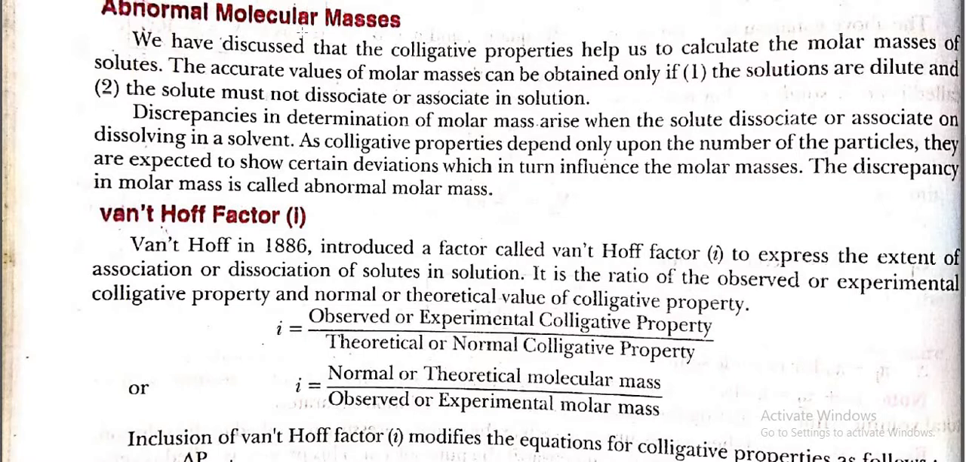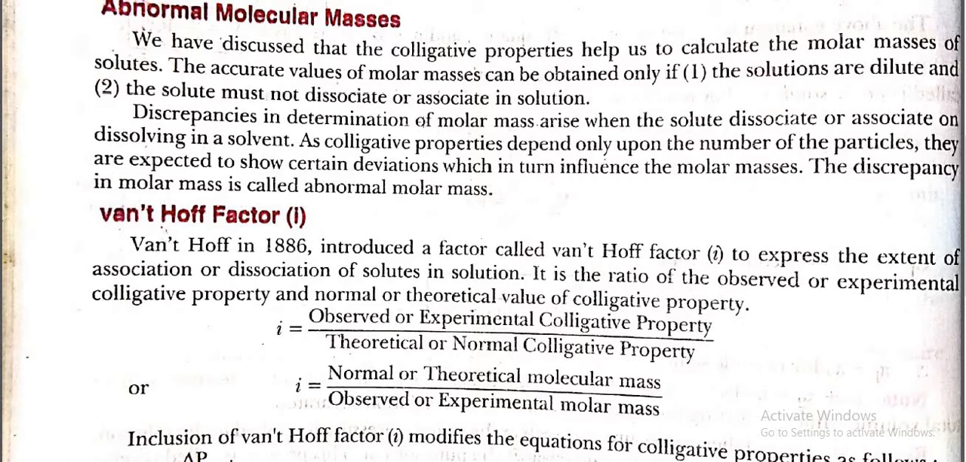Before this, in the colligative properties numericals, we calculated the molecular mass of the solute. So what does abnormal molecular mass mean? We have discussed that the colligative properties help us to calculate the molar masses of solutes. The accurate values of molar masses can be obtained only if the solutions are dilute, and number two, the solute must not dissociate or associate in solution. This second condition is very important.